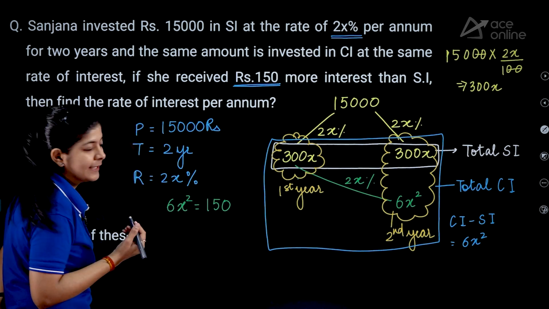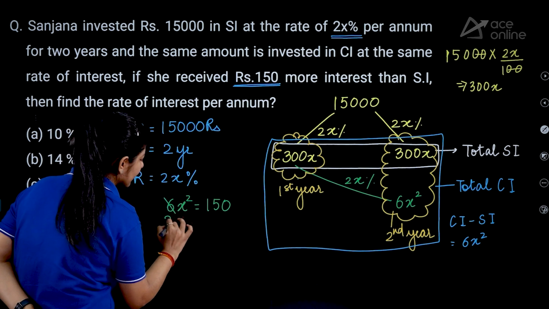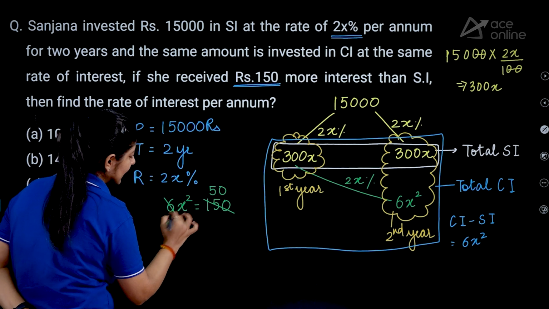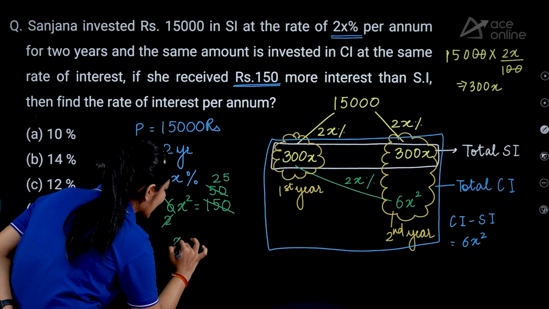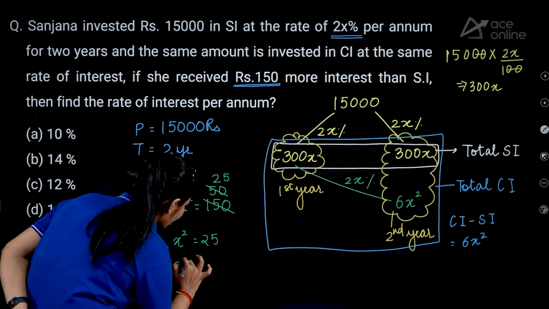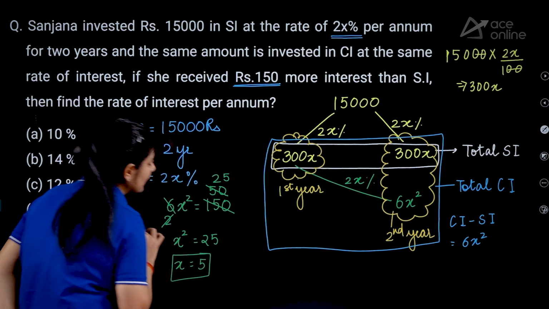Now we can easily solve it. We can simply eliminate it with the help of 3 first. So here I am getting 2, here I am getting 50. Now again I can eliminate. Here I am getting 25. So basically I can say that the value of x square is 25. So the value of x is nothing but 5.